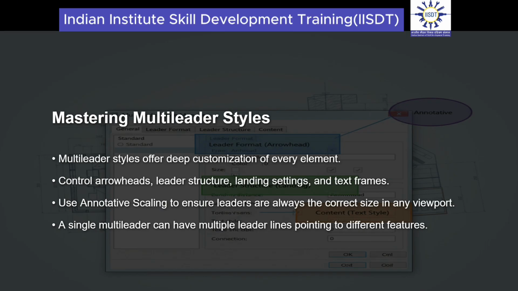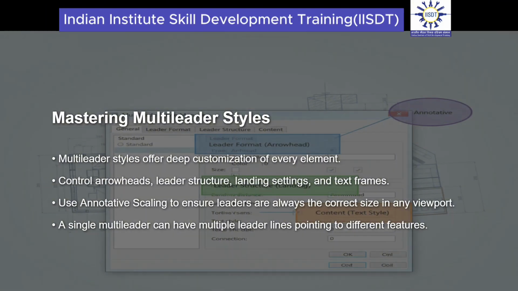The Content tab is where you define what the leader points to. You can set the text style, height, and color, and choose whether to enclose it in a frame like a box or a circle. Two advanced features are game changers. The first is annotative scaling. By making a style annotative, you ensure the multi-leader automatically adjusts its size based on the scale of the viewport it's displayed in. This means your text and arrows will always be readable whether you're looking at the entire building or zoomed into a tiny detail. The second is the ability to add and remove multiple leader lines from a single multi-leader note, which is perfect for calling out several identical items with one clean annotation.